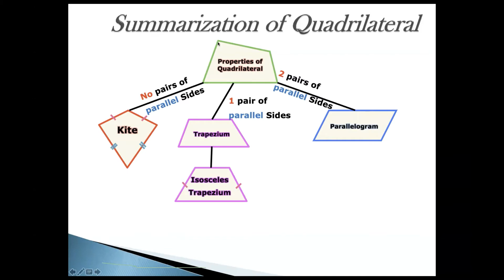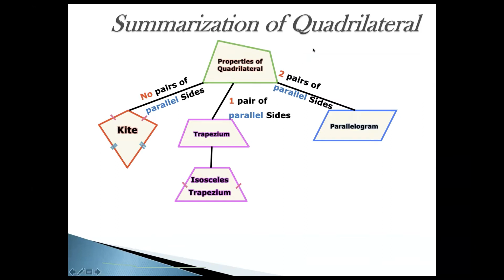If it has 2 parallel sides and 2 equal sides, we will call it isosceles trapezium. But it has only 1 pair of parallel sides. And the other sides are what? Are equal. So in this case, we will call it isosceles.